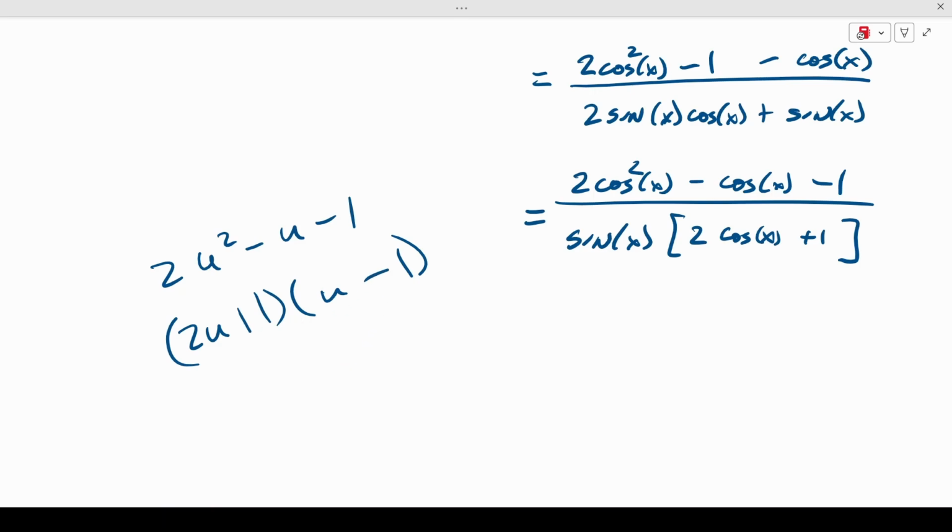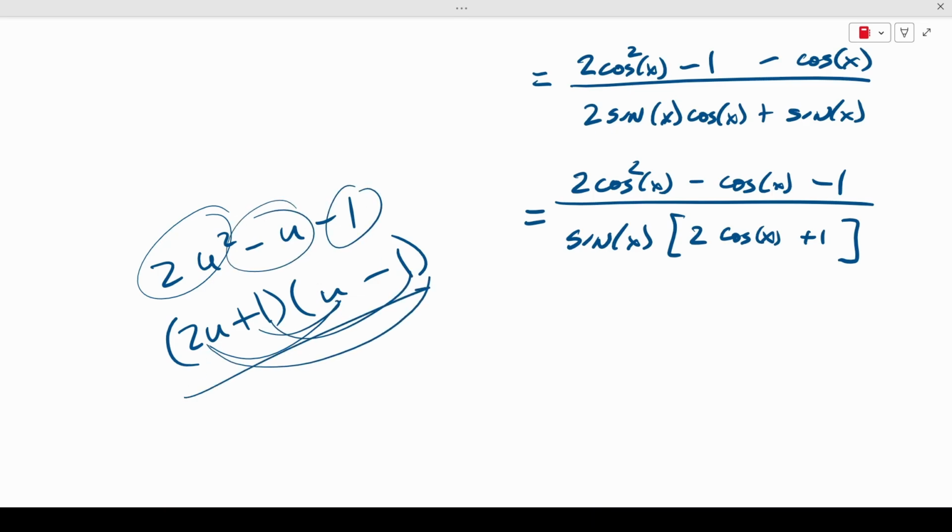I guess that's the minus and that's the plus. Let's double check. 2u times u is 2u squared, minus 2u plus 1u, that's a minus 1u, and then minus 1. So this is correct. So now let's do the factoring. This is 2u, my dummy variable for cos of x, plus 1, and cos of x minus 1.